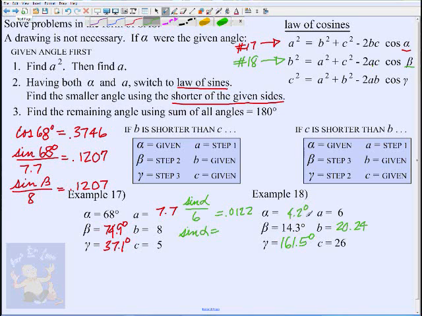Now we could be off a little bit if we rounded too much. Watch out for that. If your answer is not looking as close as you think it should, you probably did round things too early in your calculations.